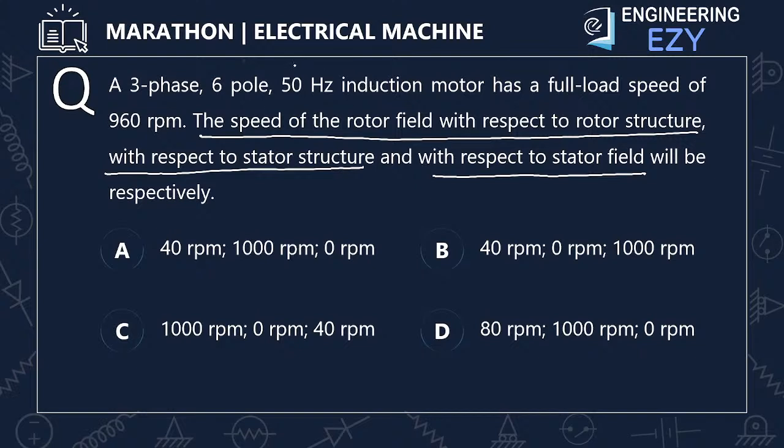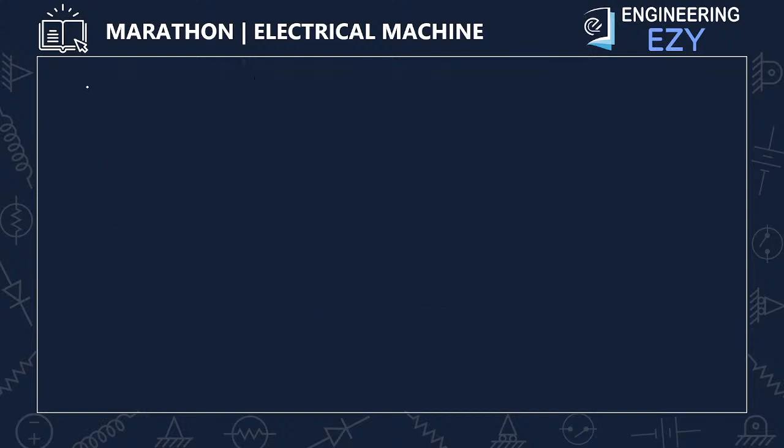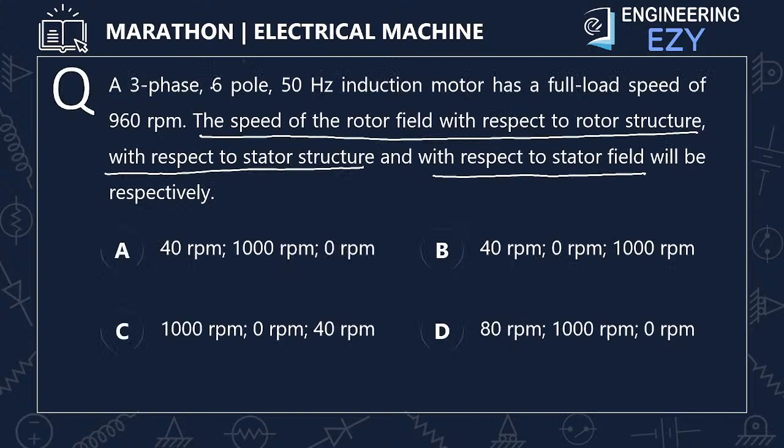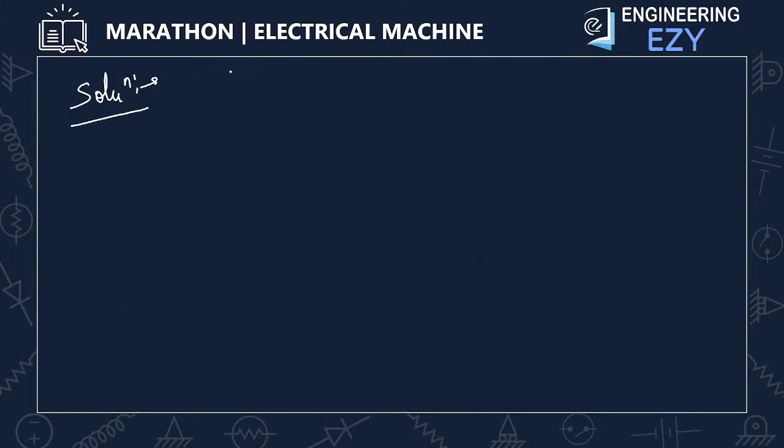So it is an easy question. If you know the concept of relative speed, you can give the answer very easily. The data given in this question is 6 pole, 50 hertz. For 6 pole 50 hertz, ns is 1000 rpm. Or in fact, you can calculate ns is equal to 120 f upon p.